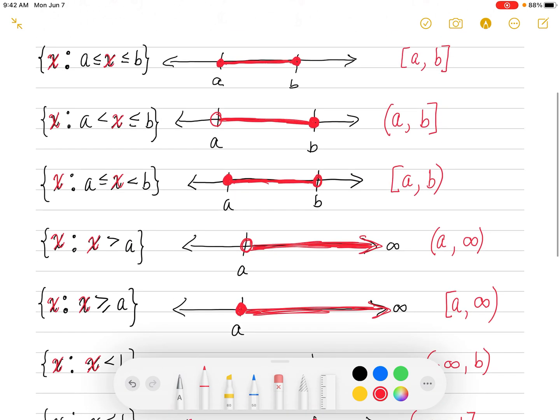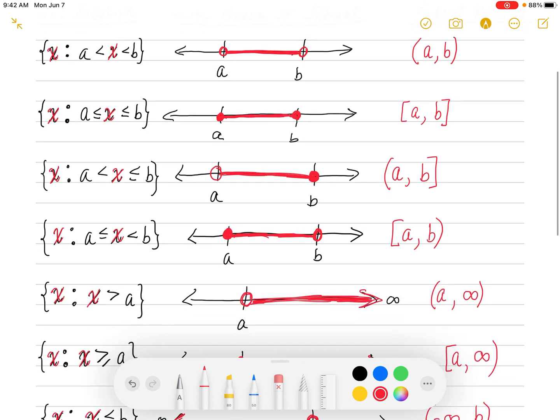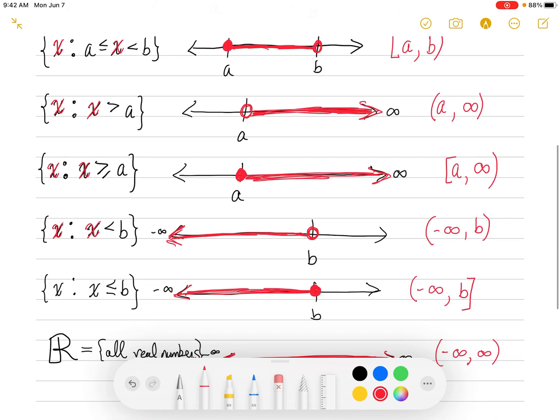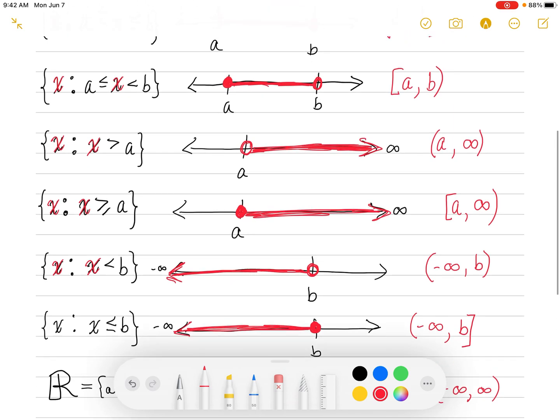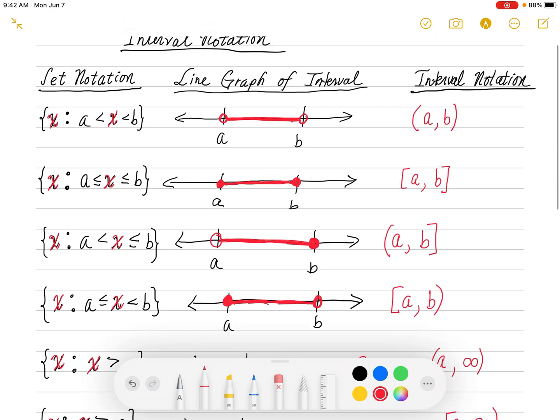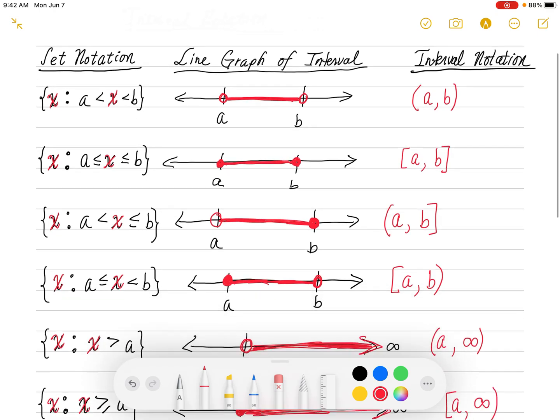So these are all the types of intervals that you encounter. 1, 2, 3, 4, 5, 6, 7, 8, 9. 9 types of intervals. I want you to become familiar with interval notation. We'll be using it a lot in the future.